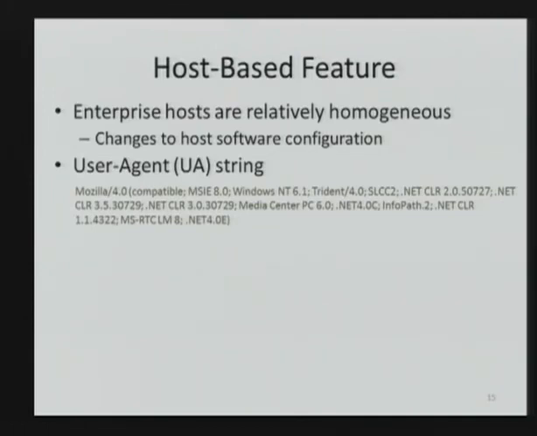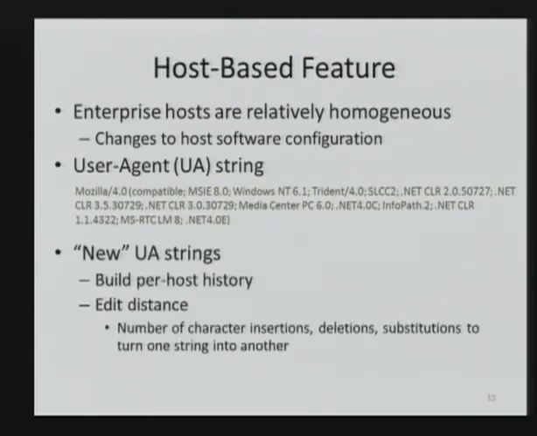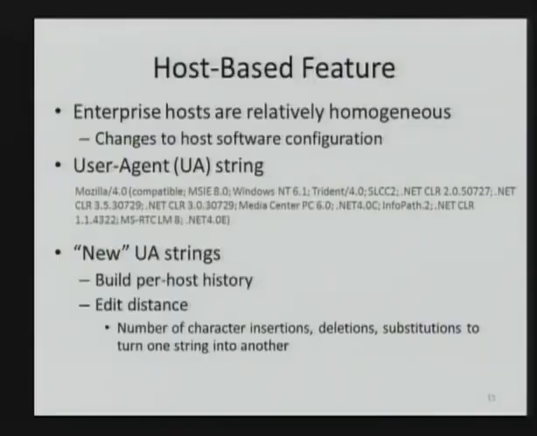Now, in order to identify when a host uses a new user agent string, we have to keep track of a history of previously used user agent strings from this host. And to accommodate software updates, where the string is mostly the same, just the version number changes, we compute the edit distance between a new string and all of the previously seen strings from this host, and only consider it if it's sufficiently different. So for a host, its host-based feature is the number of such new user agent strings.